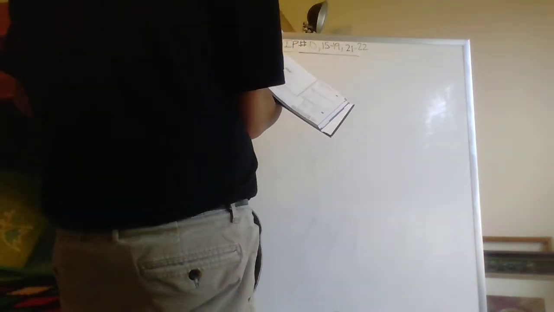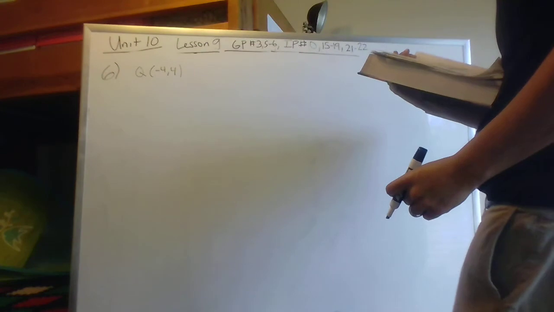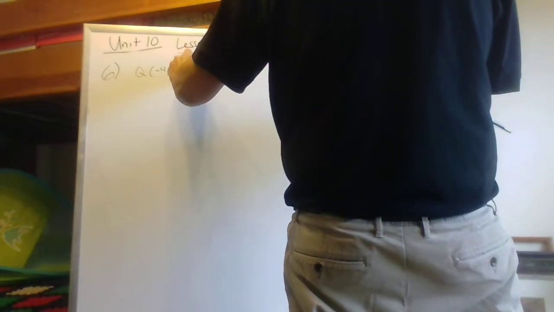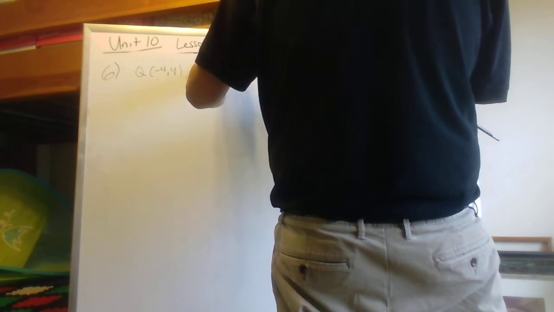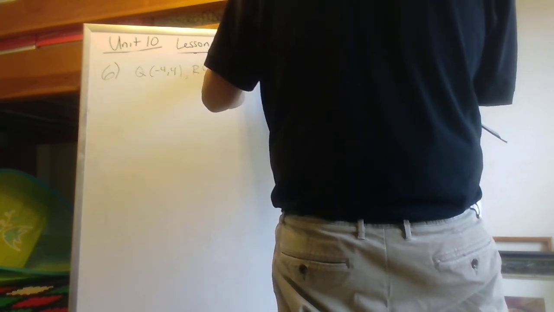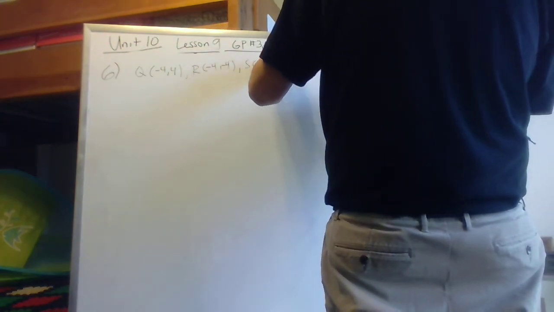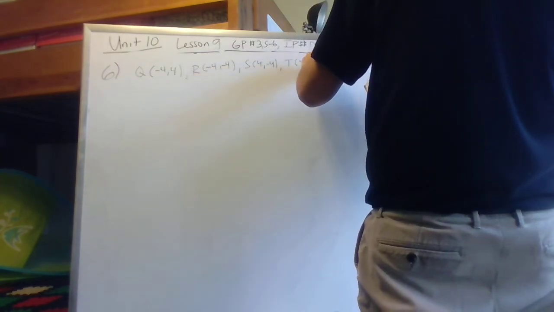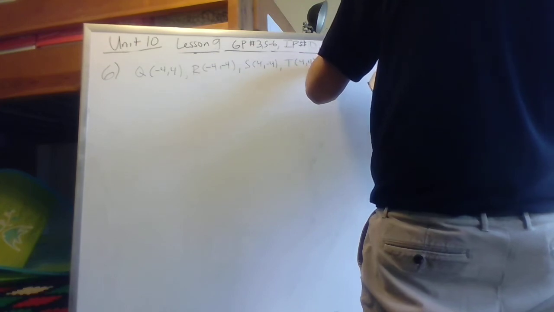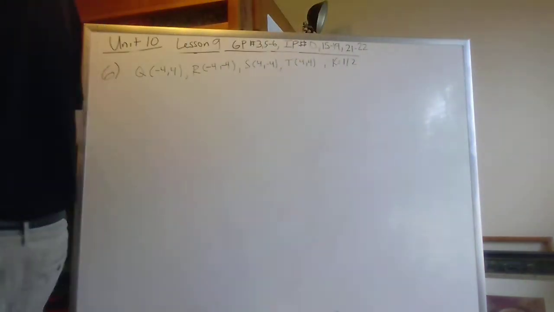So we have Q at -4, 4. We have R at -4, -4. And we have S at 4 and -4. And then we have T at 4, 4. So this is a quadrilateral of some sort. It could be a rectangle, it could be a square, I don't know. So we're going to graph it and see.